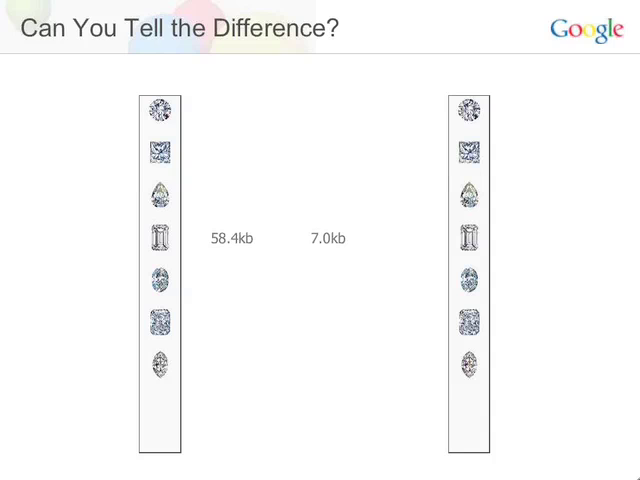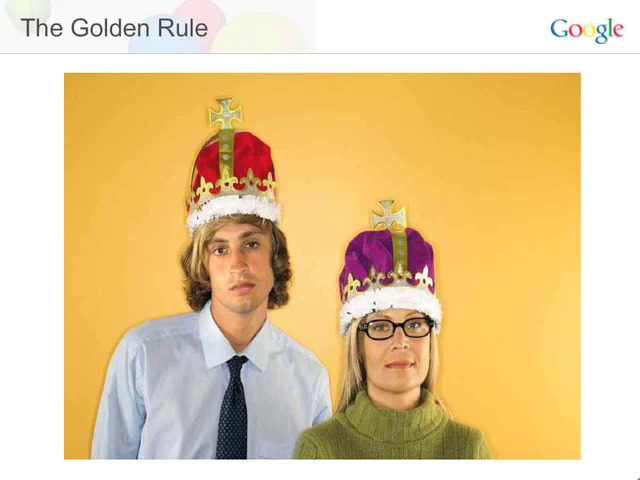I want to leave you with one last rule to think about when you're thinking about testing. It's what I like to call the golden rule. The first part of the golden rule is that he who has the gold rules. So your customers are the ones who are voting with their dollars, and Google Website Optimizer lets you get a better sense of what your customers actually want. And so you want to test as often as you can and as powerfully as you can to get some big results.